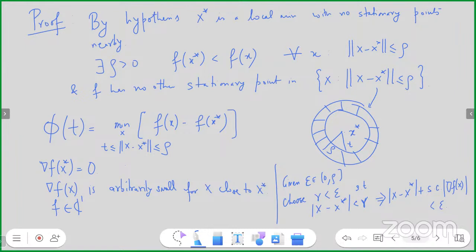Phi will satisfy what? That phi of t is what? The value of phi of t is less than or equal to the minimum of fx minus fx star. So for any other point in that ball, phi of t is less than or equal to fx minus fx star. And you can multiply by minus. Can you say this simply? It's not that complicated. Take an x such that x minus x star is less than r.